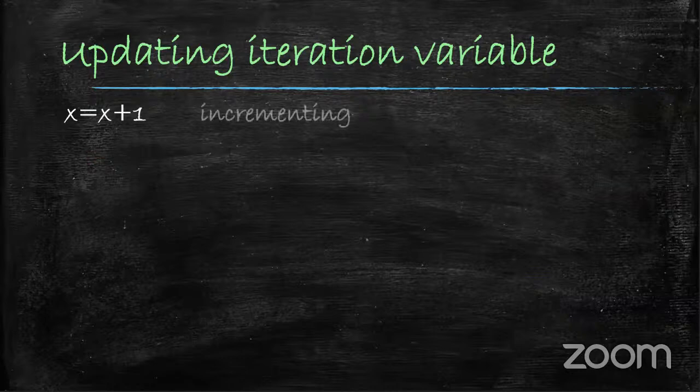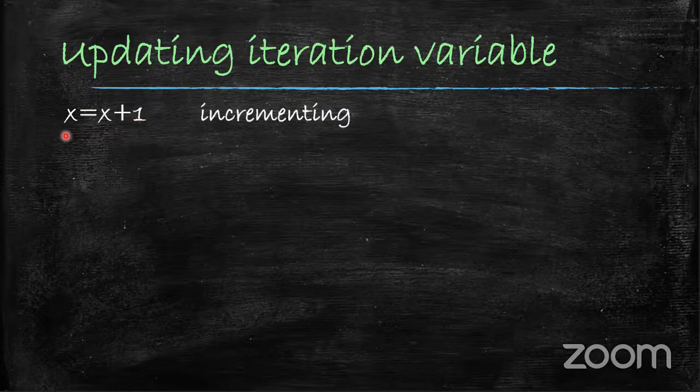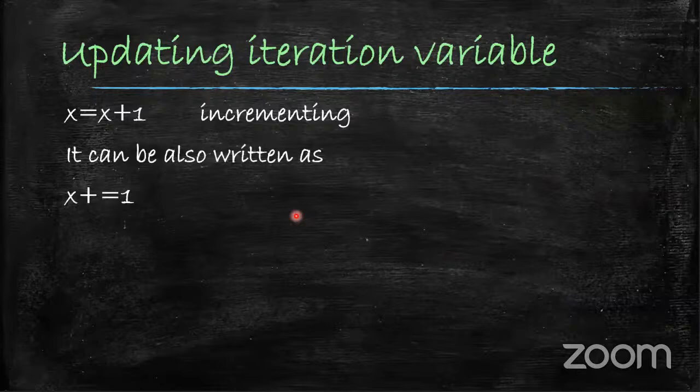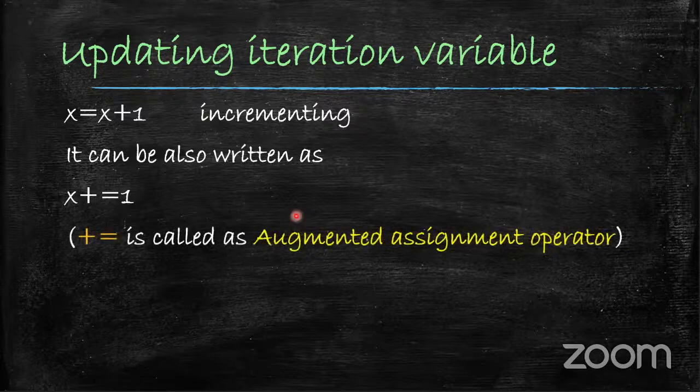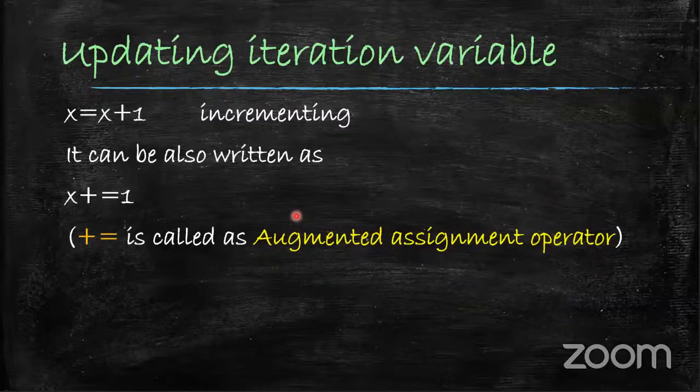So let's go ahead. This is called incrementing the value of the iteration variable or loop variable, because we are increasing the value. Now this can be written in short because it is used in loops all the time. This statement is written in short as x += 1. When you write x += 1, the computer knows that it is nothing but x = x + 1. The += is called the augmented assignment operator. Okay, this is clear.